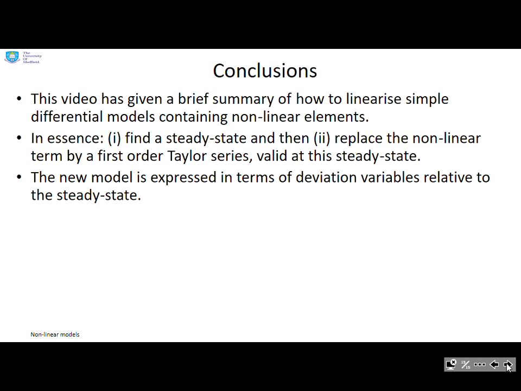Some conclusions then. This video has given a brief summary of how to linearize simple differential models containing nonlinear elements. In essence, find a steady state and then replace the nonlinear terms by a first-order Taylor series valid at that steady state. The new model is expressed in terms of deviation variables relative to the steady state.